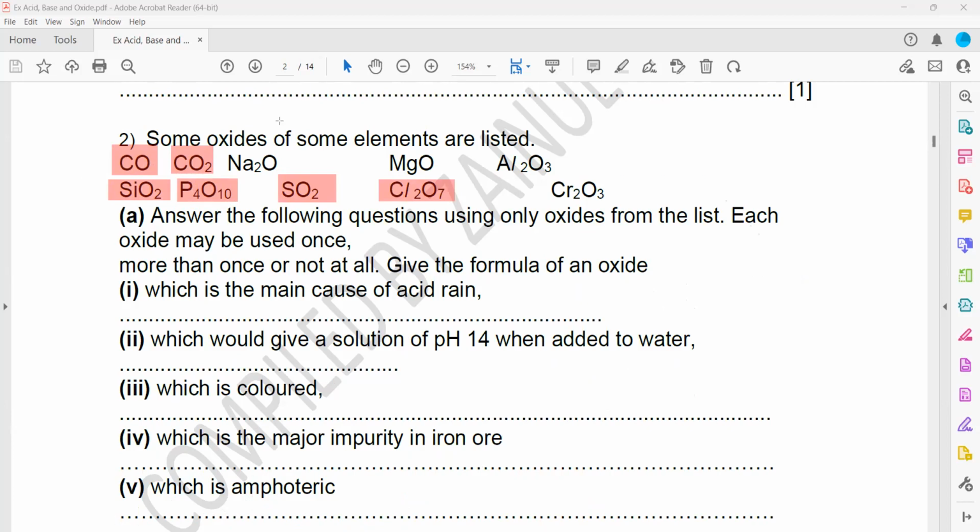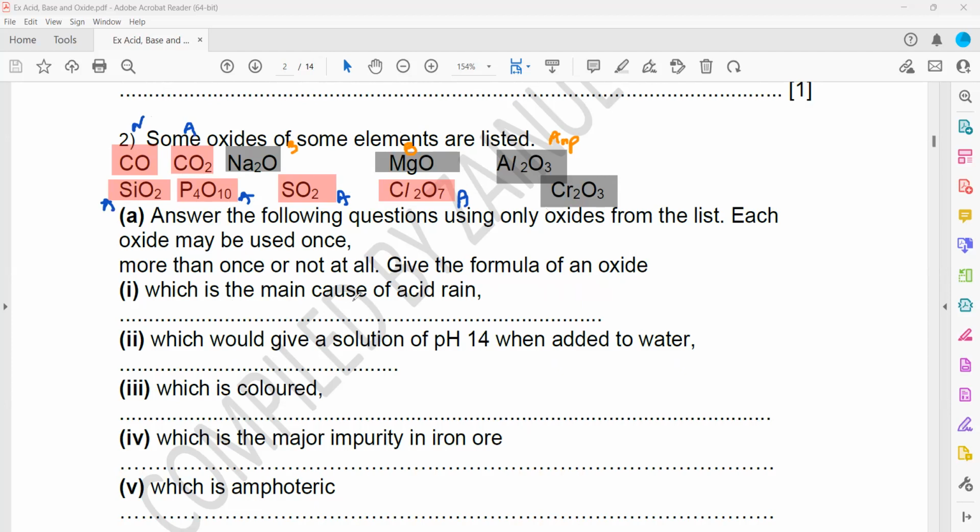Metal oxides are either basic or amphoteric. So sodium oxide, magnesium oxide, aluminum oxide, and chromium oxide are the metal oxides. Non-metal oxides are acidic or neutral. Carbon monoxide is neutral; the rest of them are acidic. For metal oxides, aluminum, zinc, and lead oxides are the amphoteric oxides. The rest of them are basic oxides.